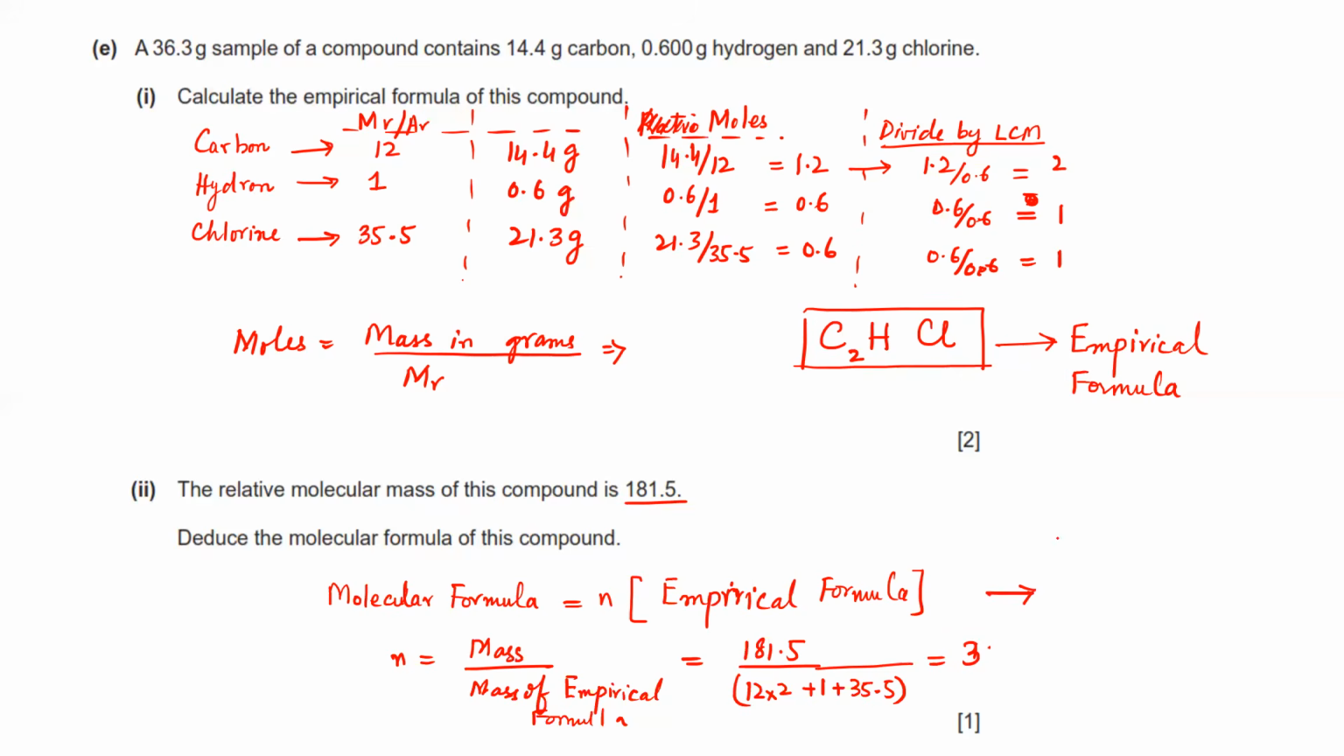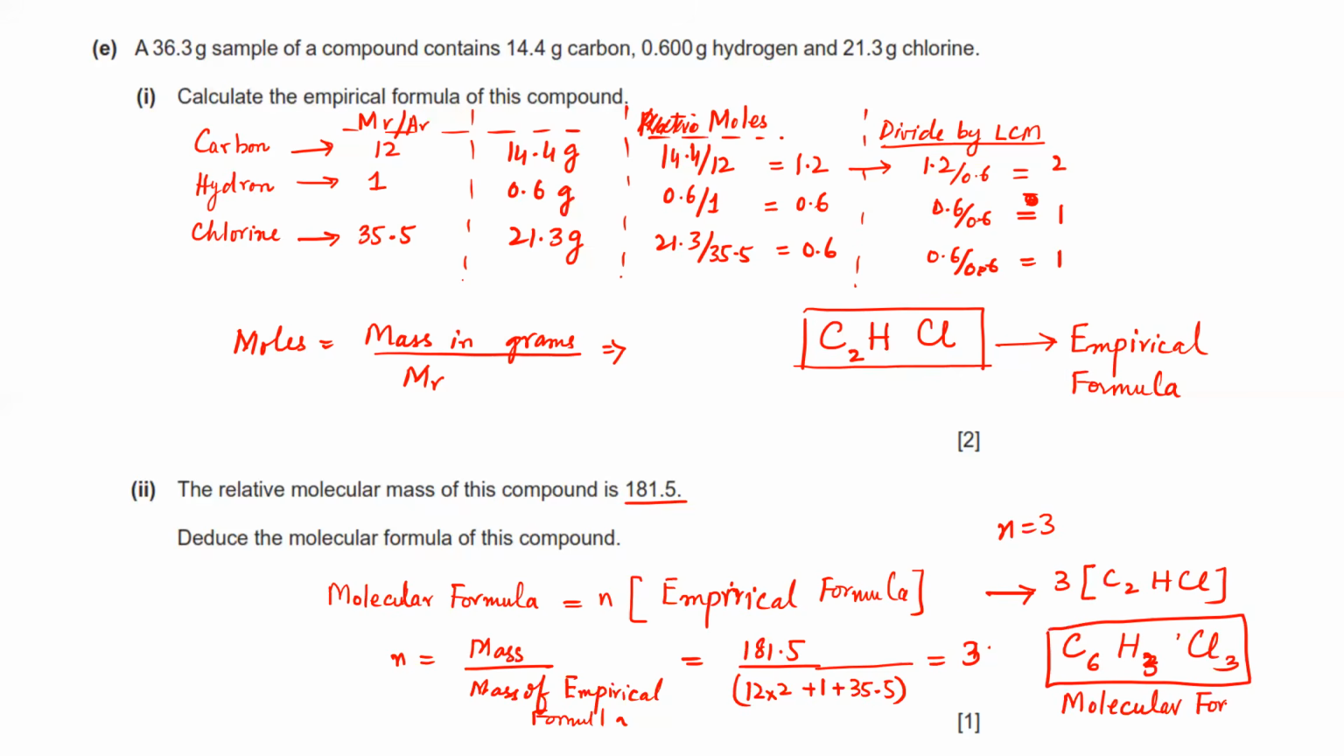So N is equal to 3. So 3 multiplied by this formula, so 3 into C2HCl. So the molecular formula is C6H3Cl3. This is your molecular formula. Okay, so this is how you do it.